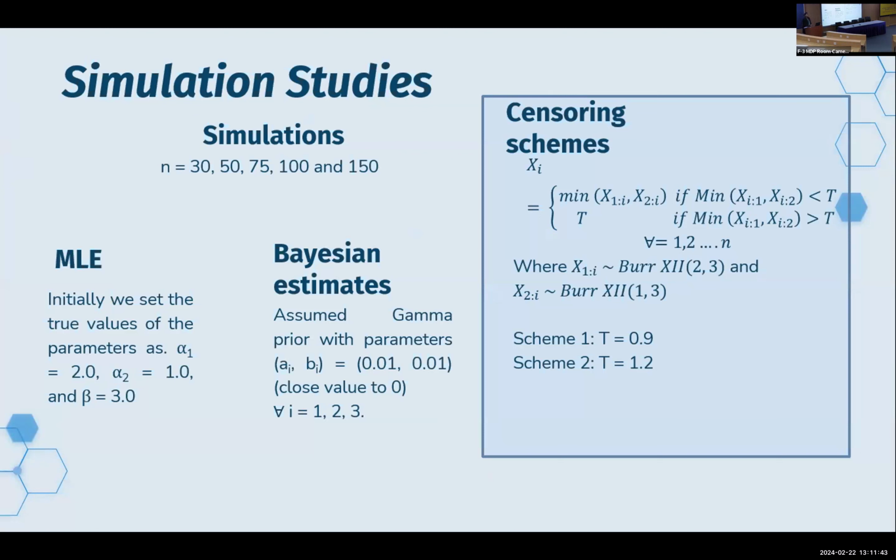In our simulation, we are considering two different censoring schemes to study if the time of censoring causes any changes to our results, or is it affecting our.